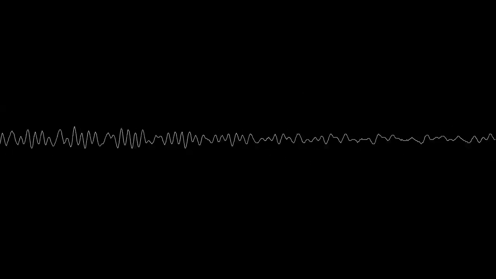Concave up or concave down? Always concave up. It's never going to change, right? Therefore it doesn't have an inflection point. So let me show you why.